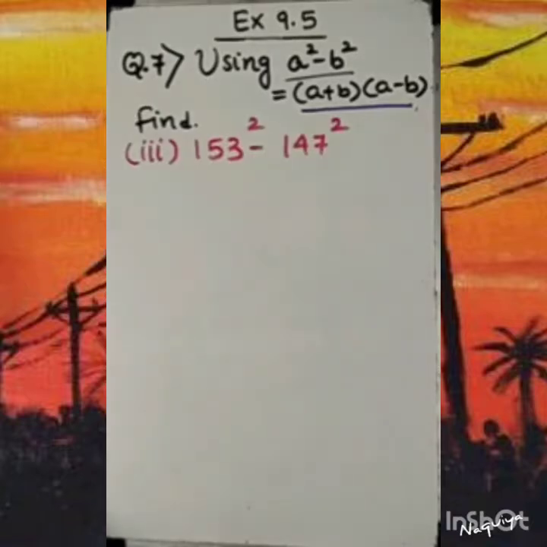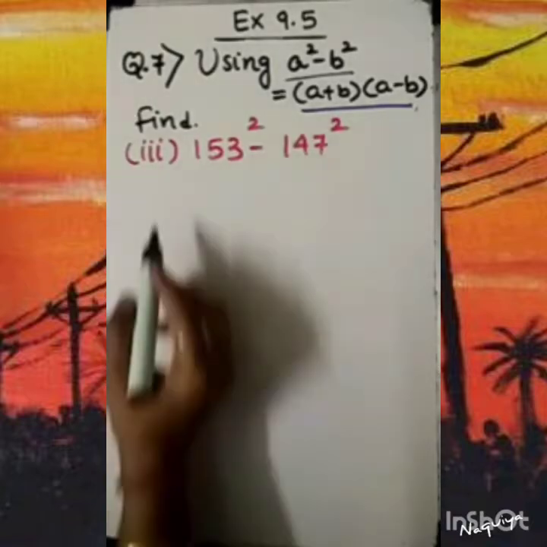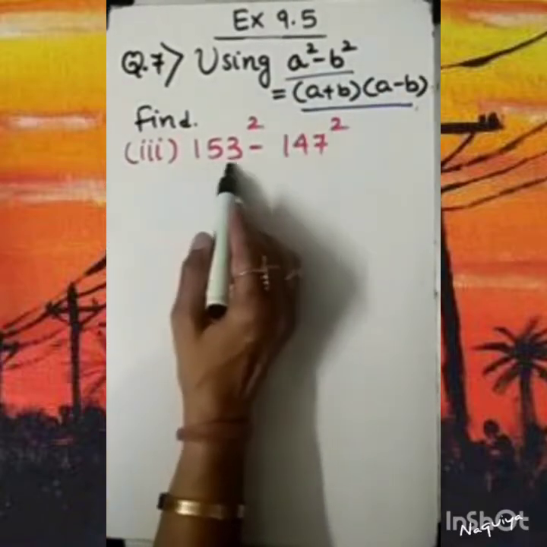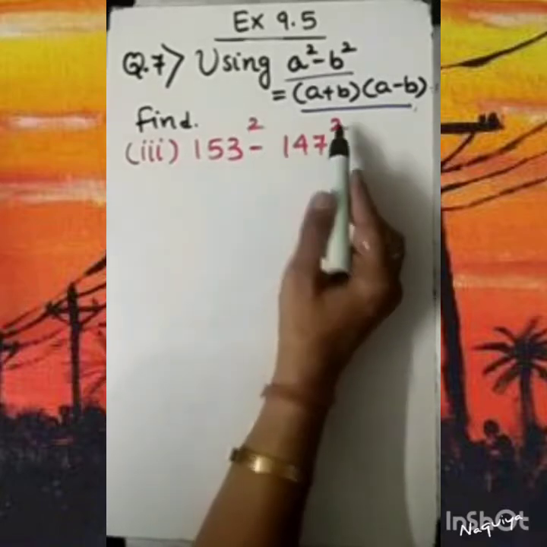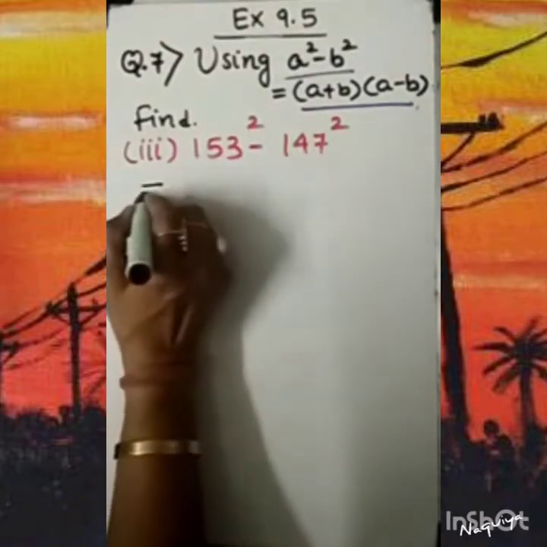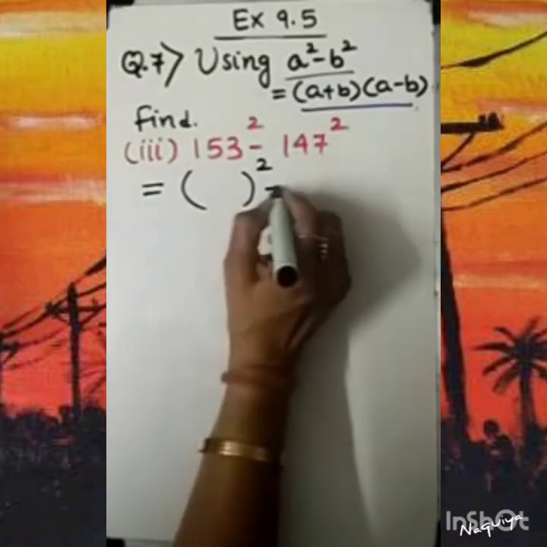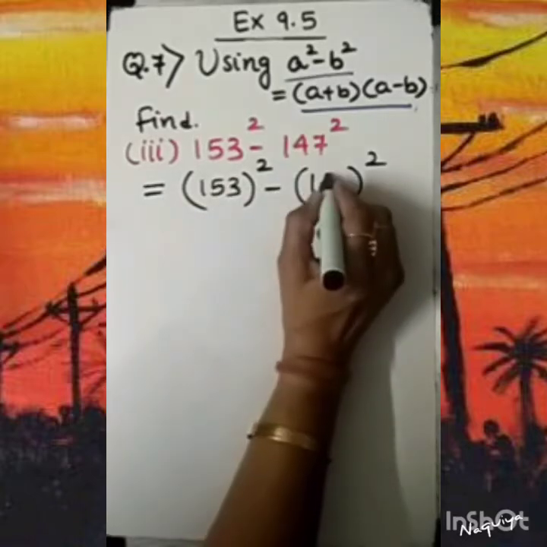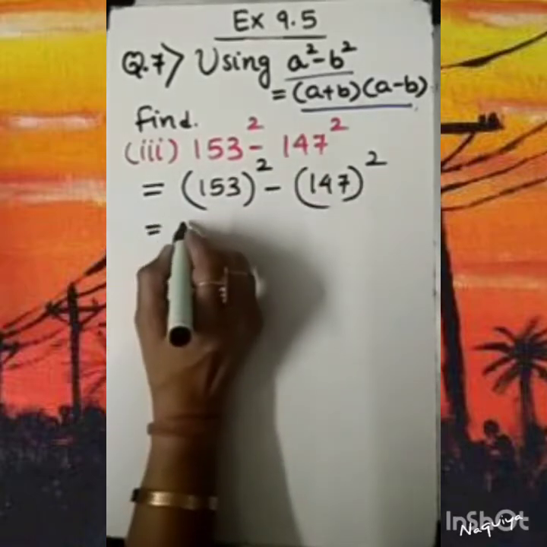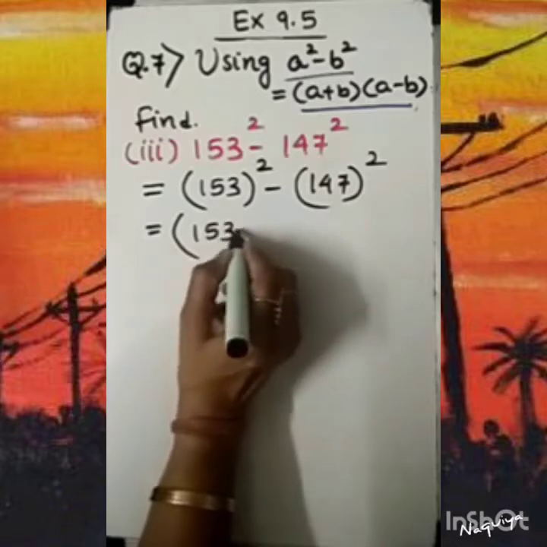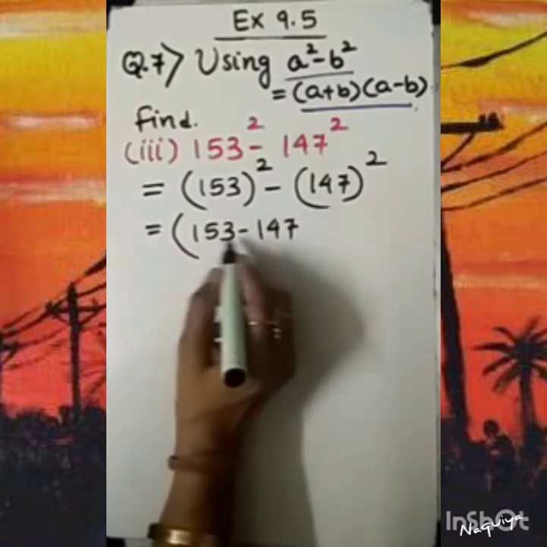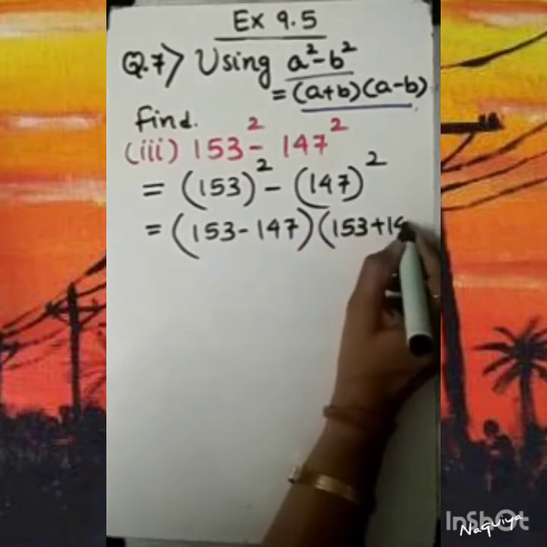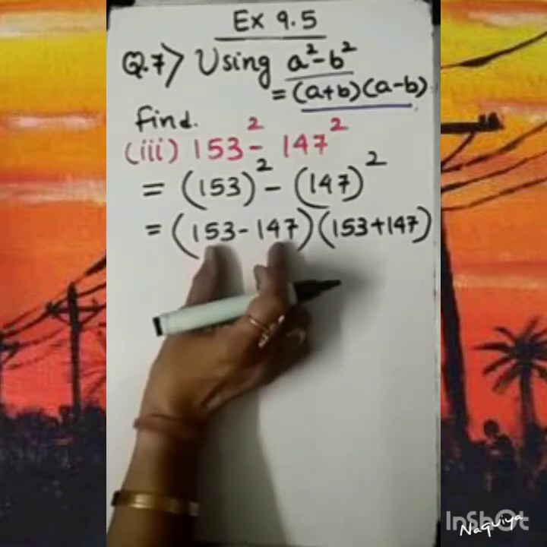So my dear student, for question number 7, it's the third part. We are going to apply the same identity. As you know, the question is given in a square minus b square form, right? So in such a case, this is a square minus b square. a is 153 and b is 147. We know how to simplify: a minus b means 153 minus 147, and here I need to write a plus b. Here a minus b, here a plus b.